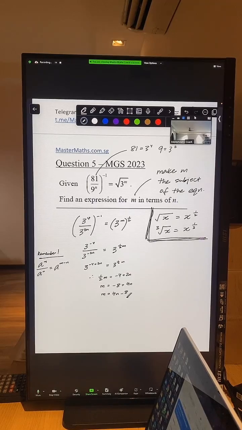This question 5 is Sec 2 or Sec 3? This one, I think O level. Indices, usually we teach at Sec 4, I think, or Sec 3. Maybe at Sec 3. Sec 3 we teach indices.